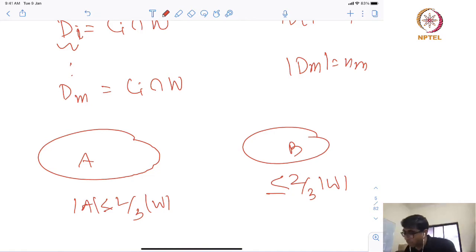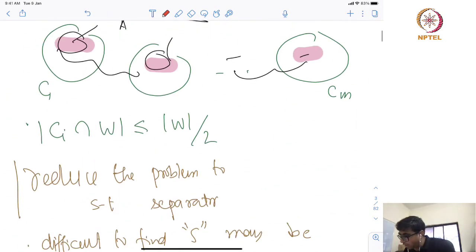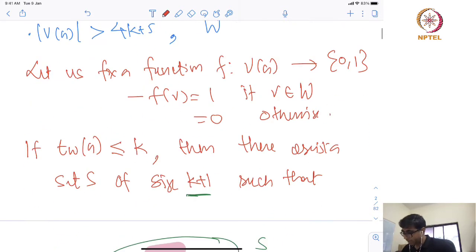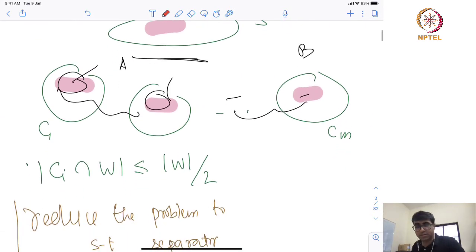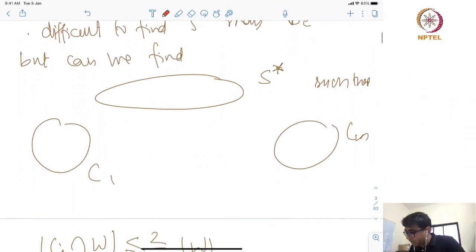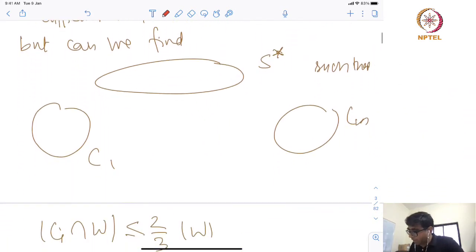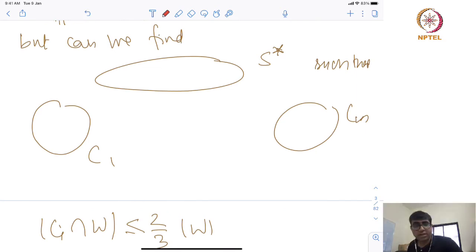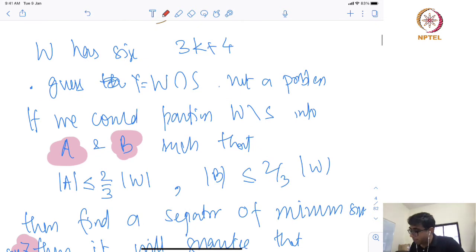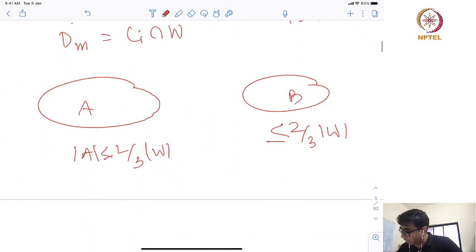So this is exactly what we do. So which implies that we have such a good S, right? If we have such a good S, then actually there exists an S star with the property that each of this component has at most 2/3, and in fact this can be done by partition of W minus S into A and B of size at most 2/3 of W and finding a min separator. So our algorithm is very simple.